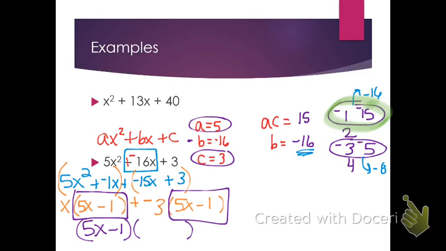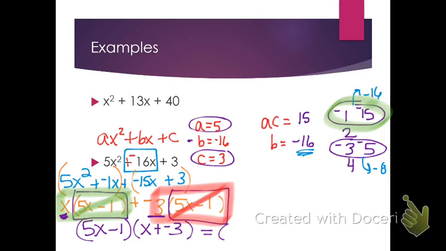When I go to my first term and I take out the 5x minus 1, I'm left with an x. Copy the plus sign. When I go to my second term and I take out the 5x minus 1, I'm left with this negative 3. Now for my final answer, I'd probably say that it would be better to change the plus negative 3 into a minus 3. So make this a 5x minus 1 and an x minus 3 for our final solution.